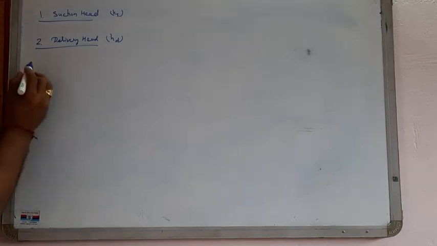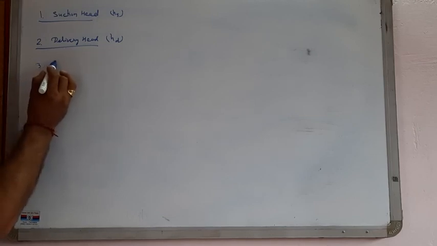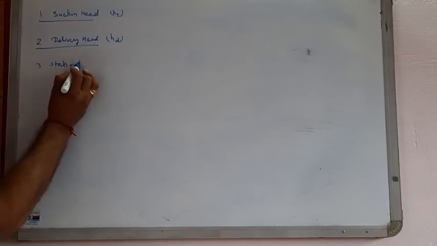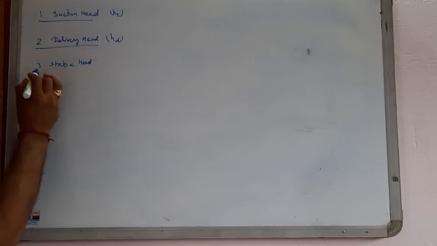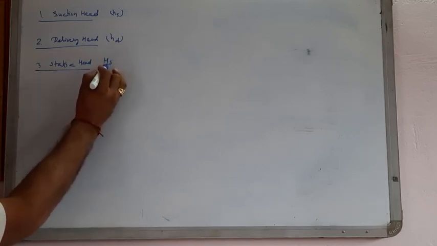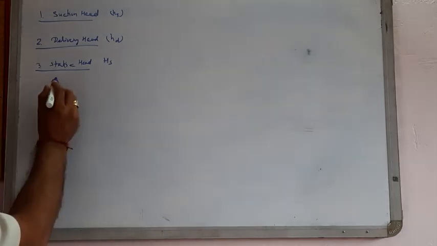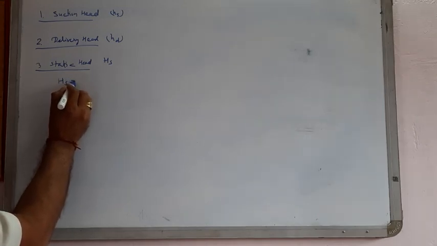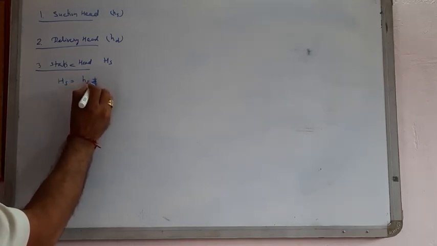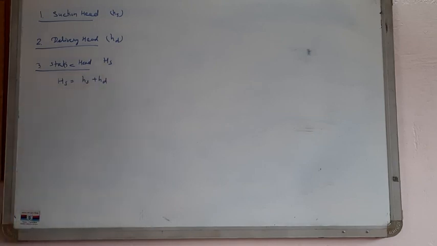Next is static head, Hs. The sum of suction head and delivery head is known as static head. This is generally represented by capital Hs. So here this Hs equals small hs plus small hd. This is called static head.